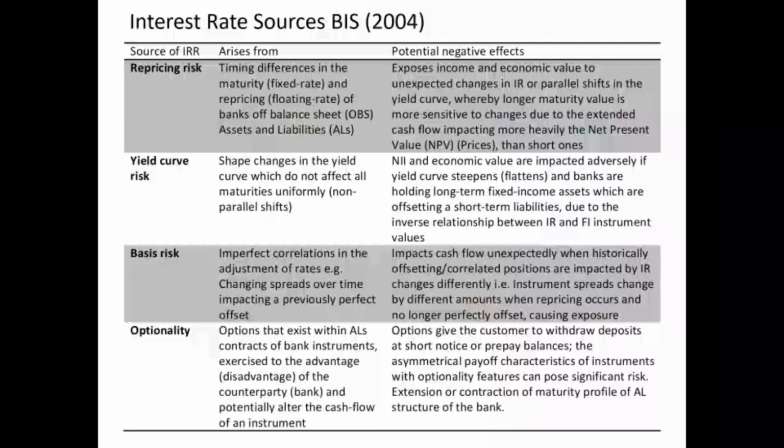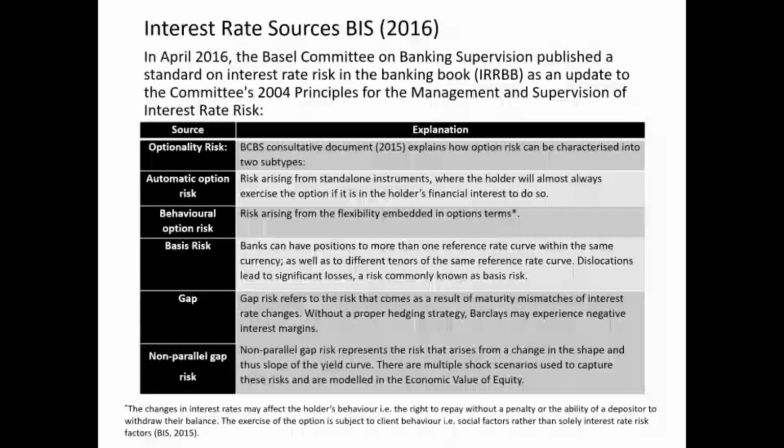But this has been updated, and as I said at the start of this part, in 2016 we have the interest rate risk in the banking book document, which I highly recommend you go through and understand. It really converted it into three: optionality, basis, and gap. So what's gone there? Optionality still exists, basis still exists, but repricing and yield curve have really been combined to be gap risk. And if we look at this example here, what I've got down is there are different types of optionality. Basis risk is pretty much the same as before.